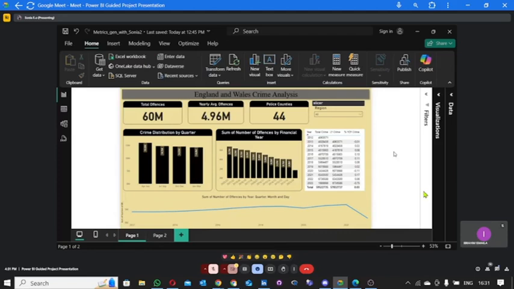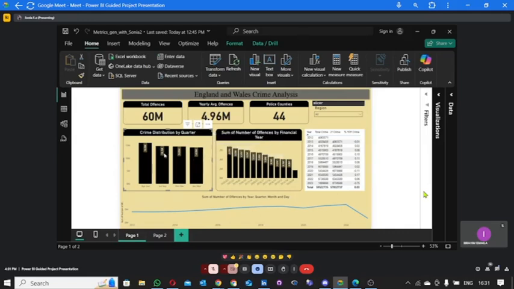So the title of this first chart is crime distribution by quarter. As we can see from this, the first quarter has a higher number of crimes recorded. So each first quarter has high crime recorded over the time series of this analysis. And if you notice, the other quarters have a reduced crime rate across the quarter.